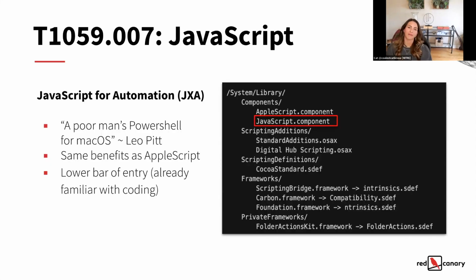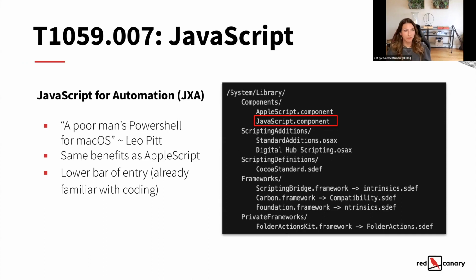JavaScript for Automation. I love what Leo Pitt said. Phil Stokes also says this, because I was reading some blogs and I didn't want to play the date game of who said it first, but it's kind of commonly known that JXA, as we like to say because JavaScript for Automation is a mouthful, is a poor man's version of PowerShell for macOS. So it really reflects a lot of the earlier PowerShells. So for those of you that love your version 2 and your downgrades, this is for you.